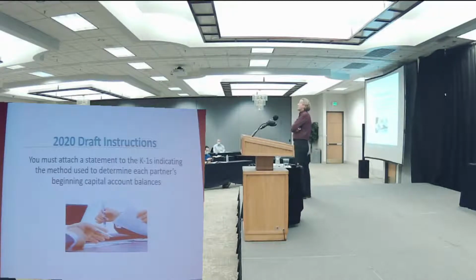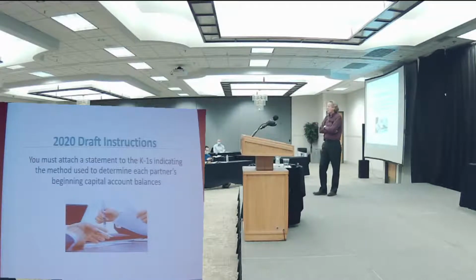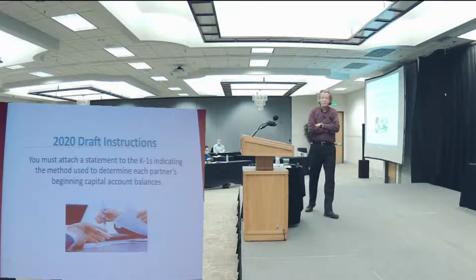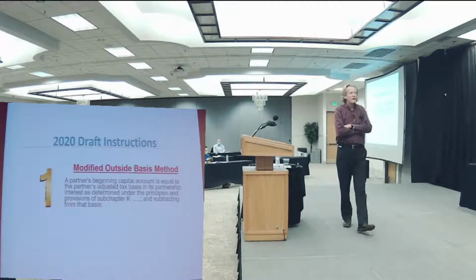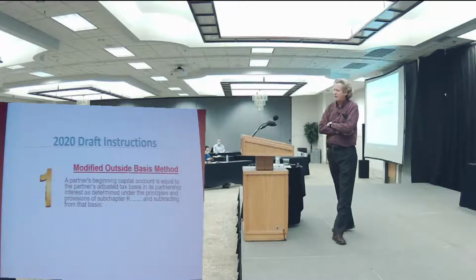You have to tell the IRS and your partners which of those shortcuts you used. That comes in a little statement, a little additional information attached to the K-1s going to your partners and, of course, to the IRS. So everybody knows where we started. What is the modified outside basis method?